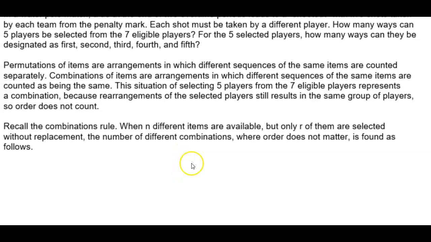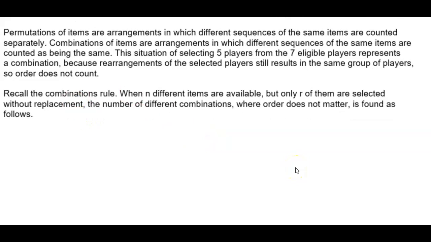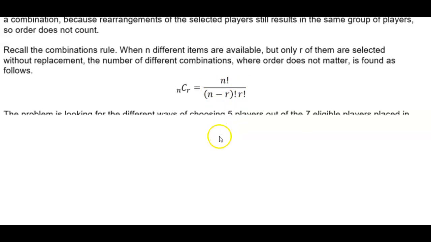Now, recall the combinations rule. When n different items are available, but only r of them are selected without replacement, the number of different combinations, where order does not matter, is found as follows. So we have n factorial over the quantity n minus r factorial times r factorial.